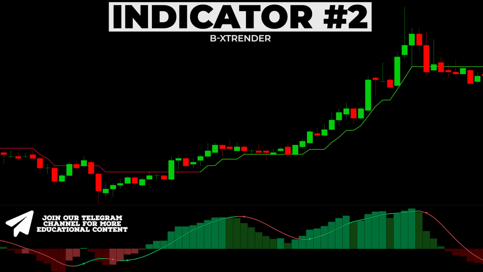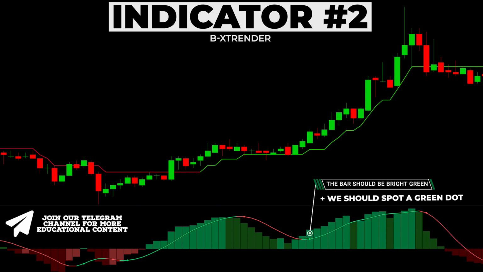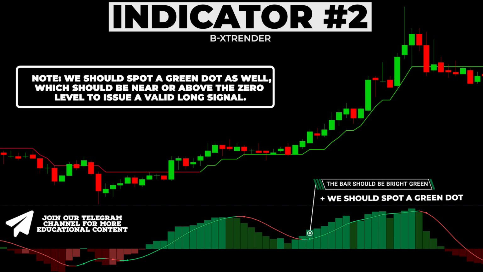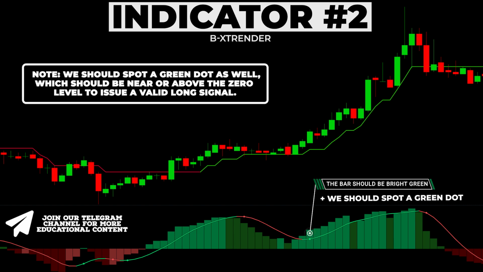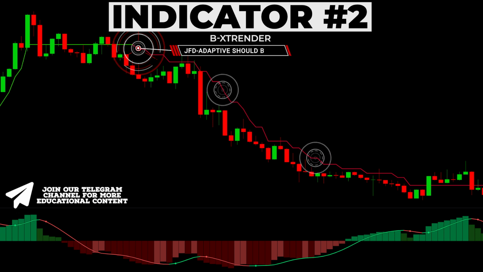With that, we want to see a green bar with a bright shade along the bottom, as this indicates an increasing momentum. And more importantly, we should spot a green dot as well. This dot should be near or above the zero level to issue a valid long signal. Note that the JFD adaptive line must be green when we receive a buy signal. Exactly the opposite works for shorts.